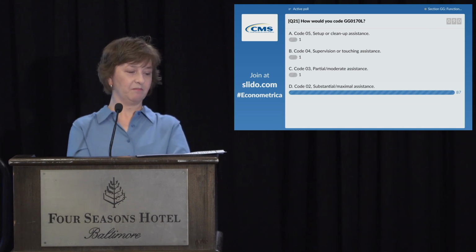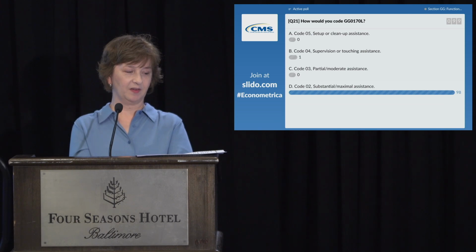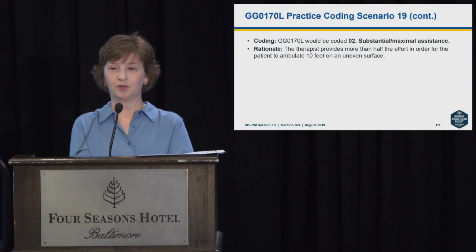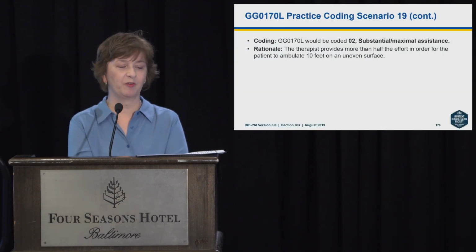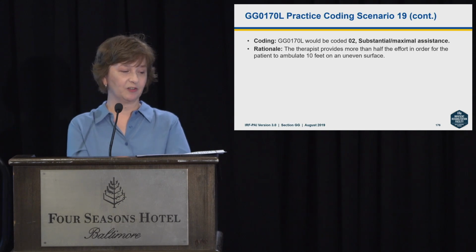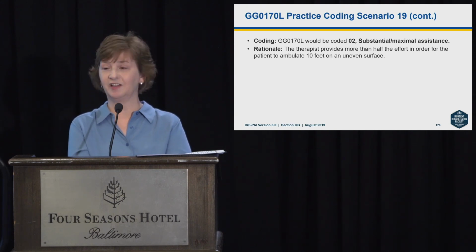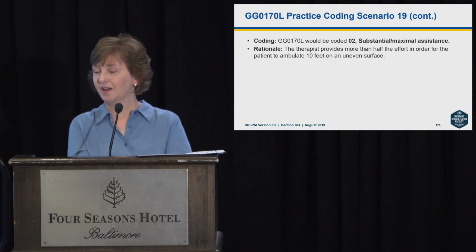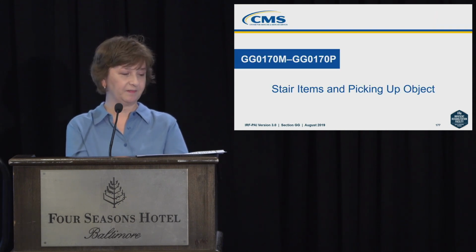Okay, looks like most people are coding 02. We've got one person who coded 04, but otherwise 02. I think 02 sounds right to me. Let's see what the correct response is. 02, that's right. The therapist provides more than half of the effort in order for the patient to ambulate 10 feet on an uneven surface. Again, it could also be a sloping surface if you looked at the definition.